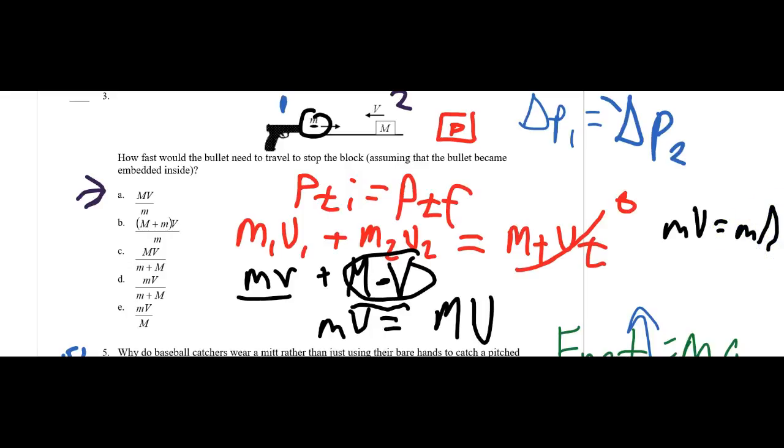We said little m v equals big M V. I'm solving for the velocity on the left side of the equation, so I divide by little m, and that cancels. So that is this answer choice.